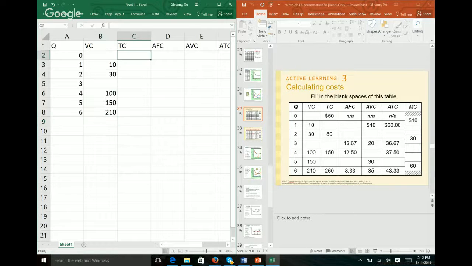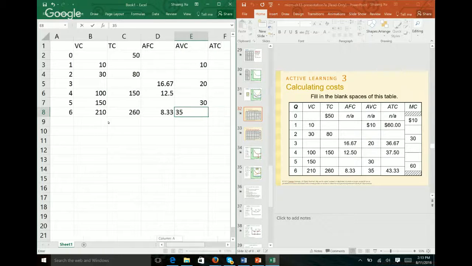Then total cost is 50, skip, 80, 150, and then 260. Then skip, 16.67, 12.50, 10, skip, skip, 30 and 35. We're almost there. So many numbers.